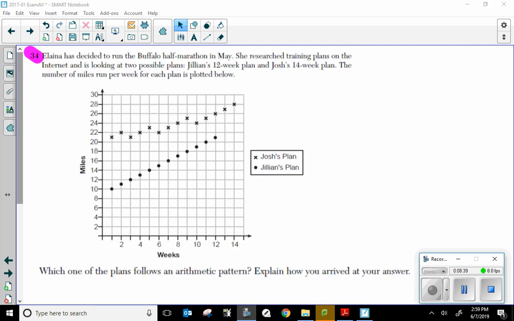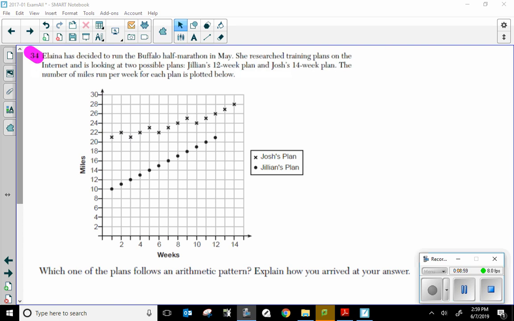Okay. Elena has decided to run the Buffalo Half Marathon in May. Good for her. She's got more determination than I do. I would never run a half marathon. I like to exercise, but a half marathon, man, that's grit. She researched training plans on the internet and is looking at 2 possible plans.